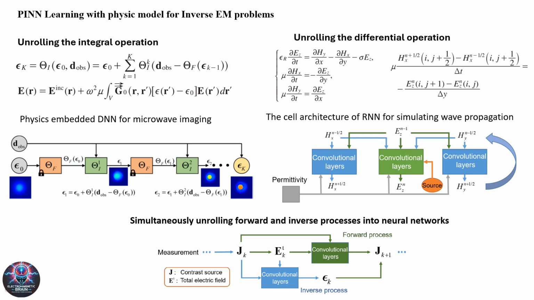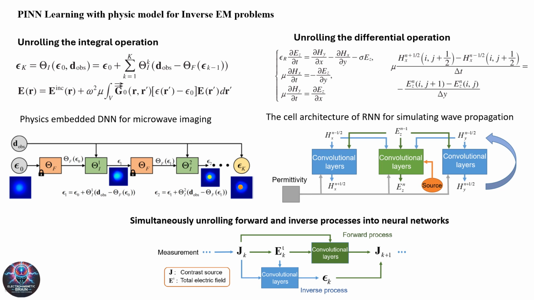The integral formulation, top left equation, captures how the brain's material properties, such as permittivity, affect the electromagnetic fields in the forward process. The equation represents the total electric field, E, as a combination of the incident field and the scattered field, which is integrated over the entire volume of the brain.